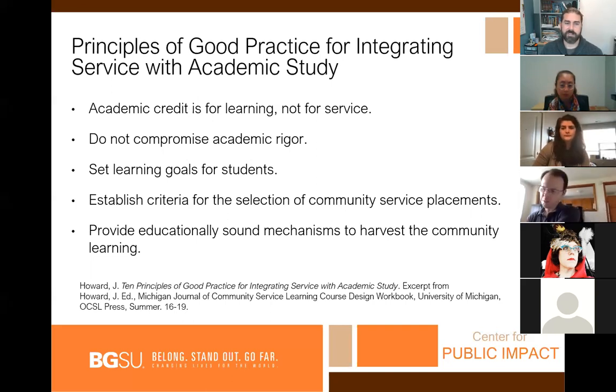In terms of establishing criteria for selection of community service placements, if you are asking students to find their own community partner to work with, then you need to have really clear goals about what you're expecting with that partnership, and how the students are approaching that in a mutually beneficial way, so that the partner is a partner in that relationship and not just providing service hours or providing students with opportunities.